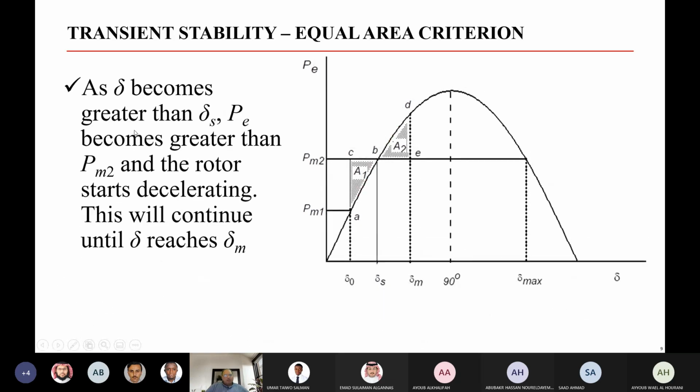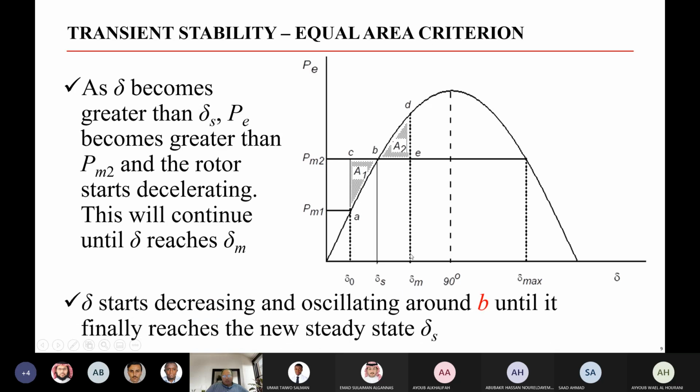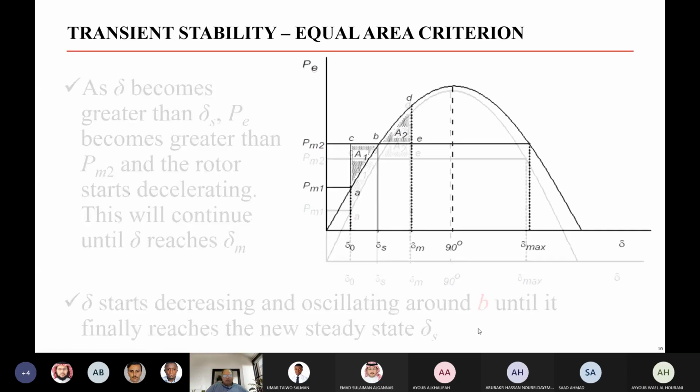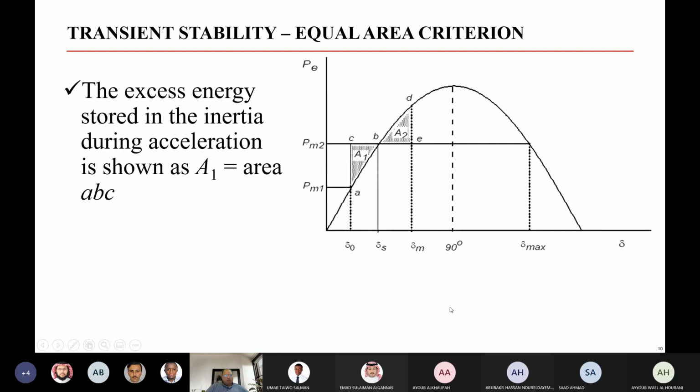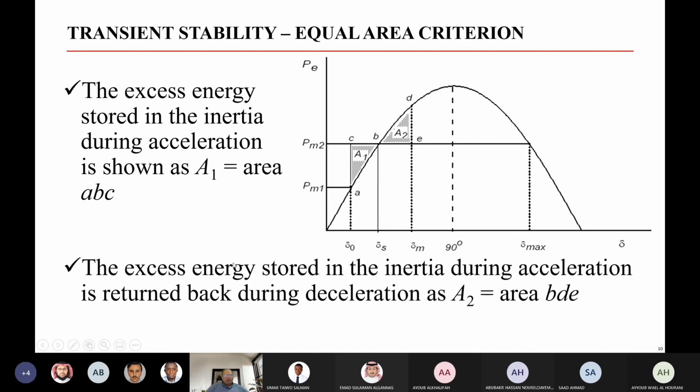As delta becomes greater than delta S, BE becomes greater than B mechanical, and then the rotor starts decelerating. This will continue until delta reaches delta M, and then the system turns back. Delta starts decreasing and oscillating around B until it finally reaches the new steady state operating point at delta S. Now, the excess energy stored in the inertia during the acceleration is A1, and the deceleration is A2.